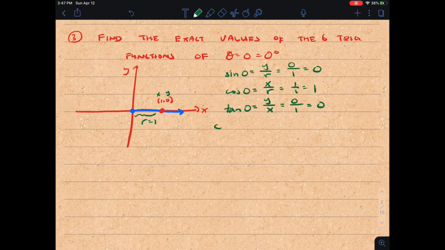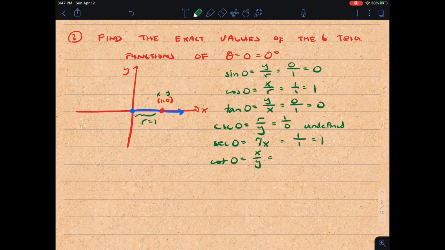Now let's look at cosecant of 0 radians, which we know is r over y, which is 1 over 0, which we know is undefined. And then we have secant of 0, which is r over x, which is 1 over 1. And then lastly, we have cotangent of 0, which is x over y, 1 over 0, which is undefined.